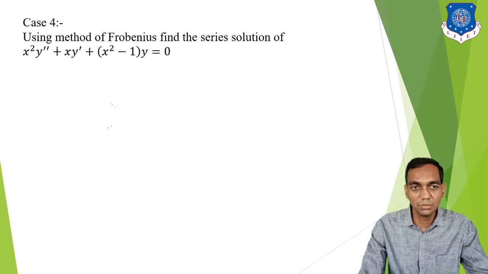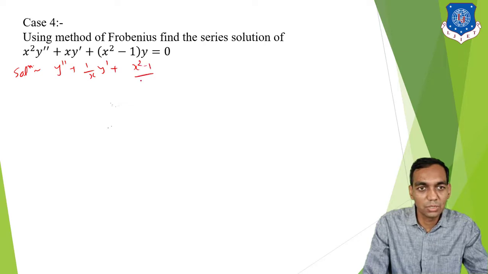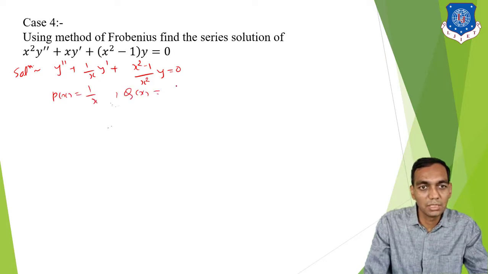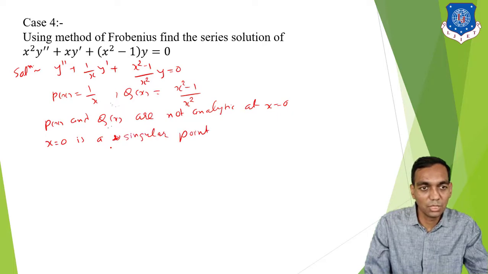Again, here it is given: using the Frobenius method. If you are starting with a solution, then you have to write down your equation in the form of y double dash plus px y dash plus qx y. So it is y double dash plus 1 upon x y dash plus x square minus 1 upon x square y is equal to 0. So your p of x is 1 upon x, q of x is x square minus 1 upon x square, and px and qx are not analytic at x equal to 0. So x equal to 0 is a singular point.